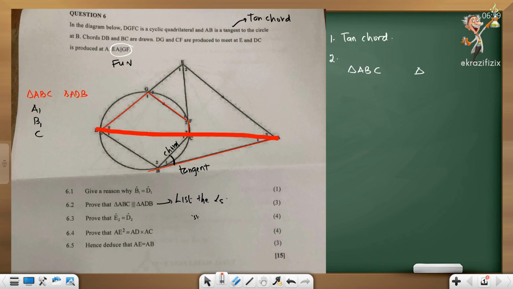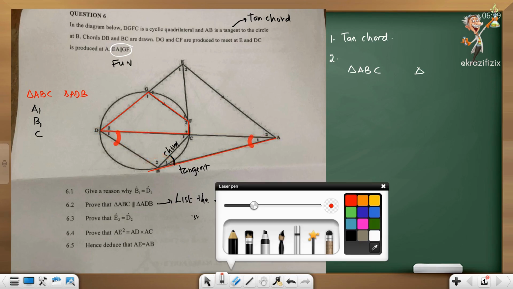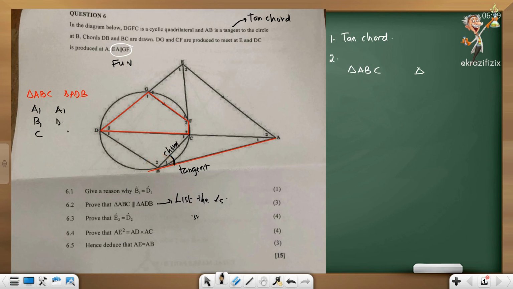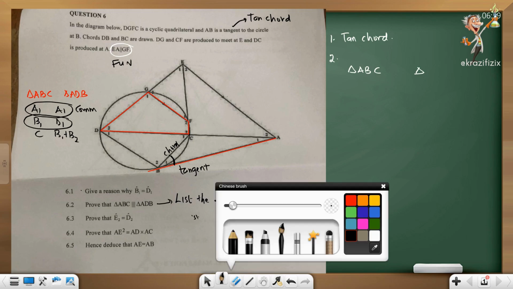ADB. So it's A, D, and B. So it's A1, D1, then the whole of B, B1 plus B2. And whenever I need to prove similarity, I only need two angles. Check A1 and A1. Oh, they're already equal, common. B1, is B1 equal to D1? Yes, that is tan chord, and I'm done. Those angles must be equal.